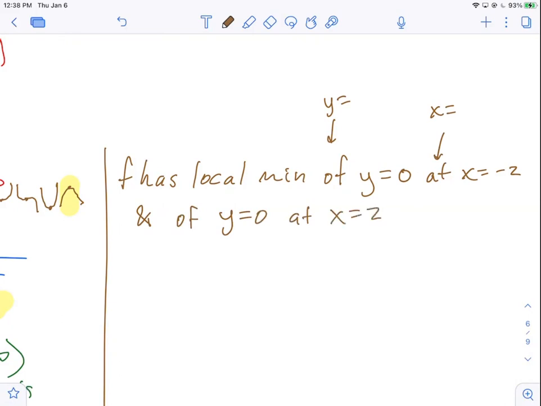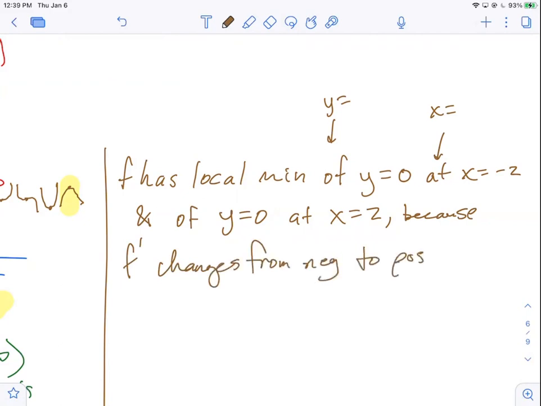So I'm listing not just the 2 x values, but the corresponding y values, and they're the same. You don't really want to list it as an ordered pair because the maximum value itself is the y value. The x is just the location. And now we can justify. We can say because f prime changes from negative to positive at x equals plus or minus 2. Done. Boom.